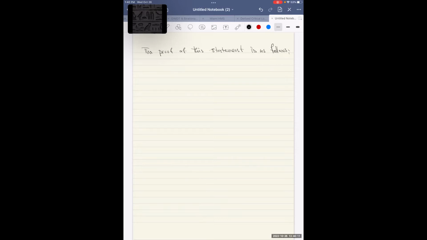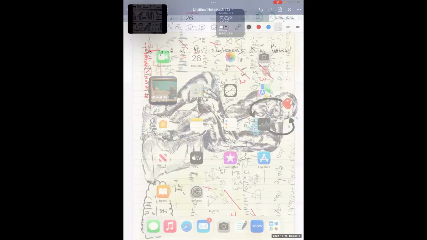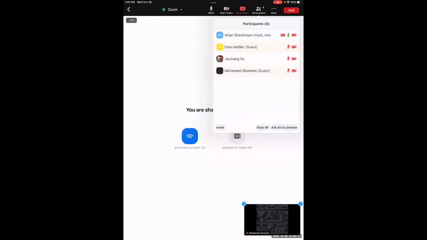Okay. By the way, let me see. Just quickly switching back to Zoom environment. Let's see who are the people. Ji-Chang is here. Eno is here as well. Welcome, guys. Okay.